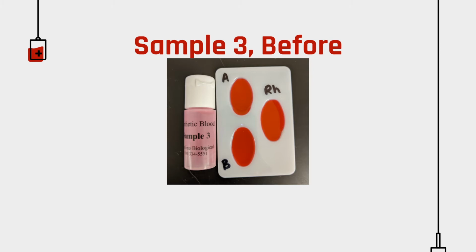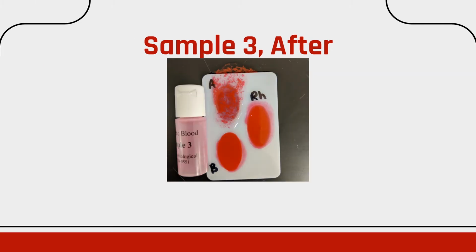Here's sample 3 before and sample 3 after. This is clumping. I know it looks kind of weird, but count that as clumping. No clumping, and over here, no clumping. Analyze those results. Don't be alarmed if you get the same blood type as one that we've already done, because my blood was going bad, so it didn't clump always when it was supposed to. Sorry.